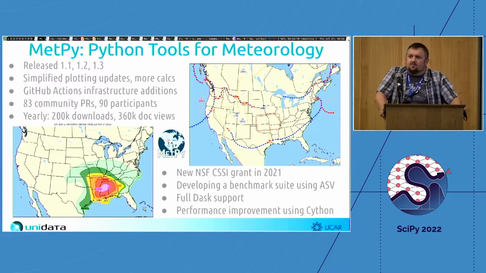Last year, we also picked up some new funding from the National Science Foundation that's going to help fund our work on performance, developing a benchmark suite, enhancing our Dask support, and working on performance improvements, addressing bottlenecks using Python. And so that's where we are, a lot of work on performance, and continuing to make pretty pictures like the ones you see on the slide up there.